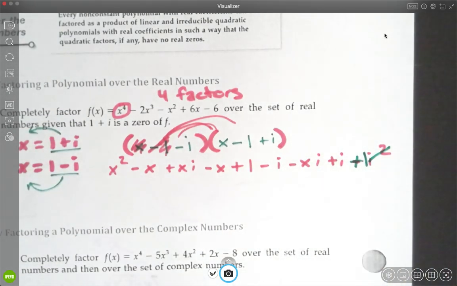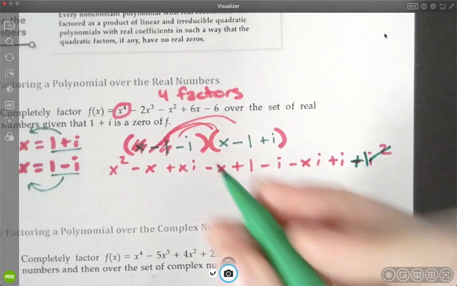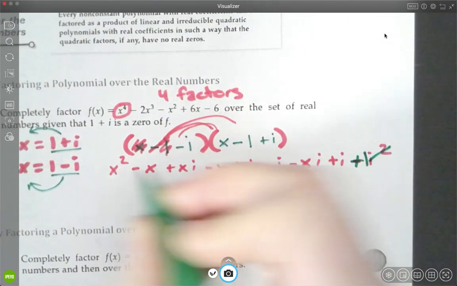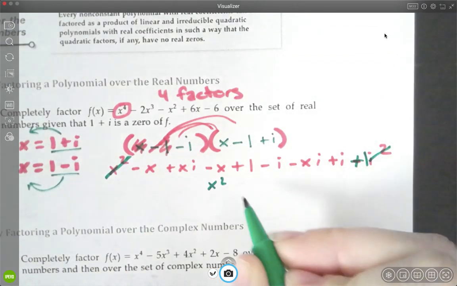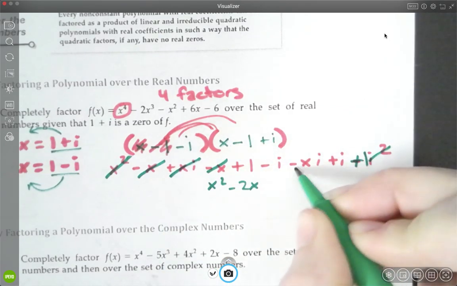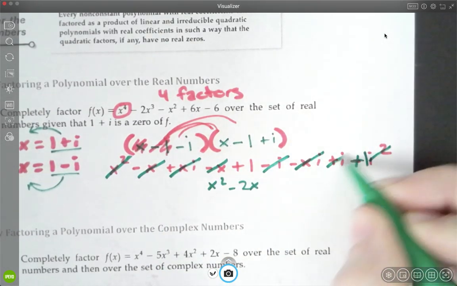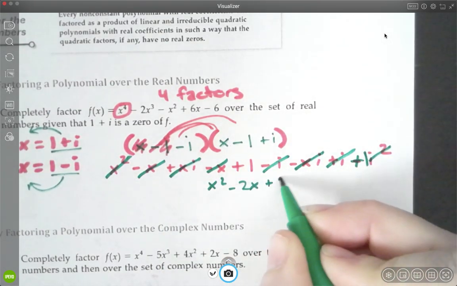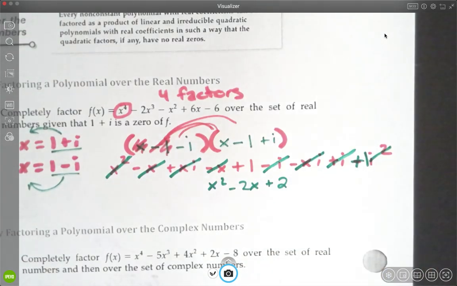Okay? All right, so now we cancel stuff. We combine stuff. Okay, so we've got x squared. Is it minus 2x? Is he right? Okay. The xi and the negative xi goes away. And negative i goes away. And then plus 2. Yep. There he is. Okay, now, that is 2 of the factors of this 4th degree polynomial.